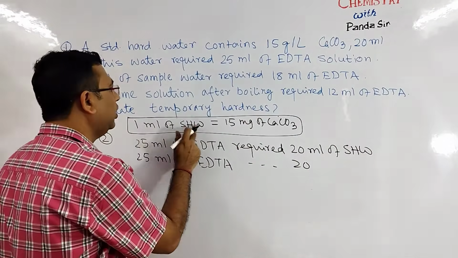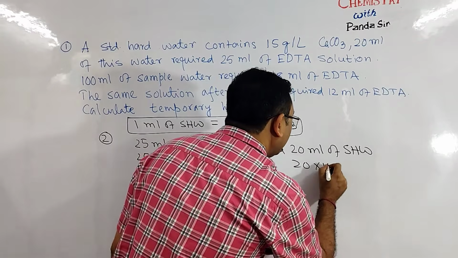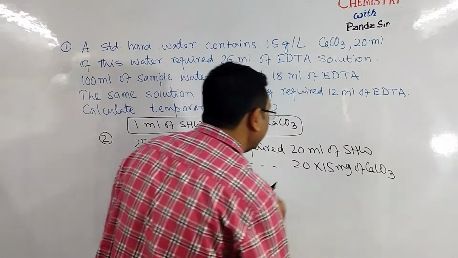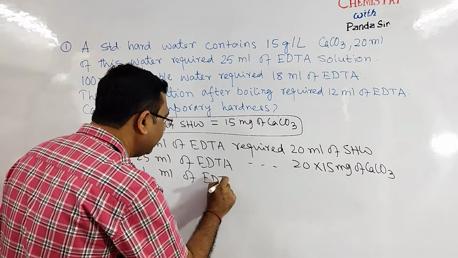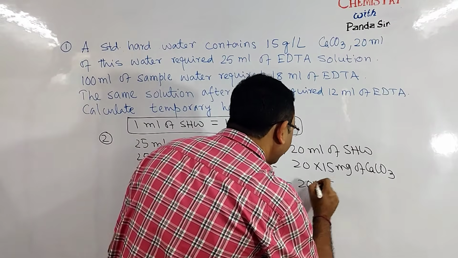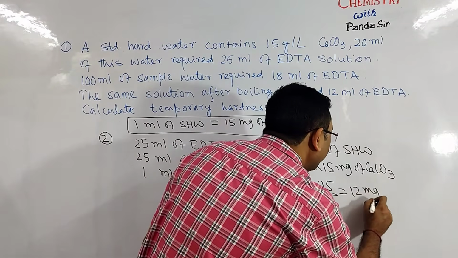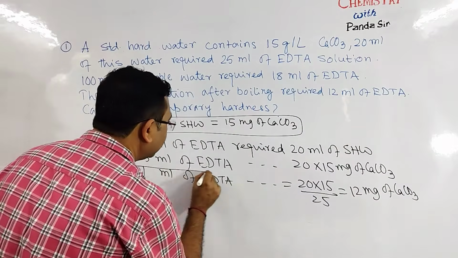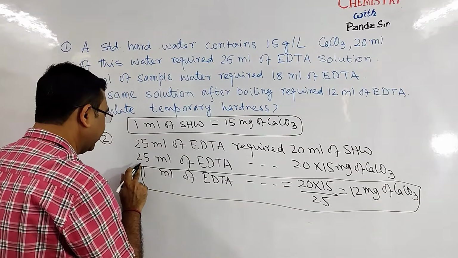So 1 ml equals 15 milligrams. So 20 ml means 20 into 15 milligram of CaCO3. So 1 ml of EDTA equals 20 into 15 by 25, which equals 12 milligram of CaCO3. So this is the standardization of EDTA.